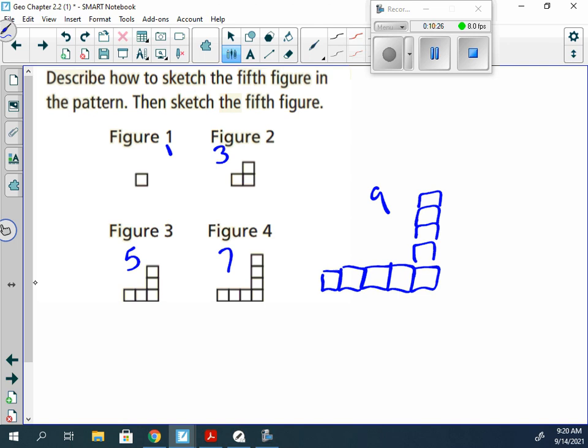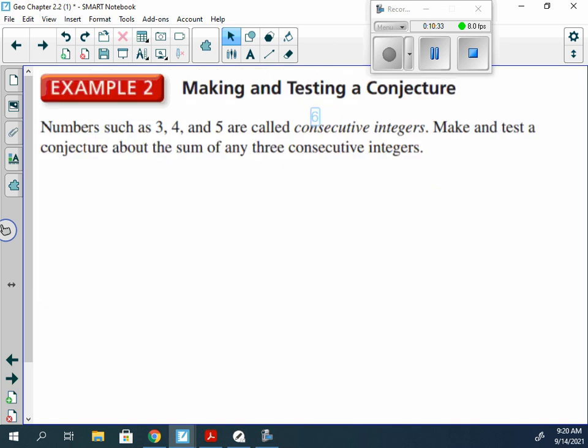Any questions on this here? We're ready for the next one. Making and testing a conjecture. Now, when we have shapes or pictures or diagrams that we've had so far, it's kind of easy to see what the pattern is. Sometimes it won't be as easy. So when we look at this here, numbers such as 3, 4, and 5 are called consecutive integers. Make and test a conjecture about the sum of any 3 consecutive integers.